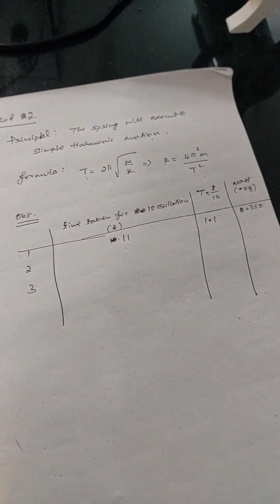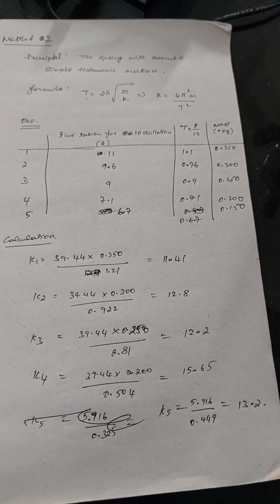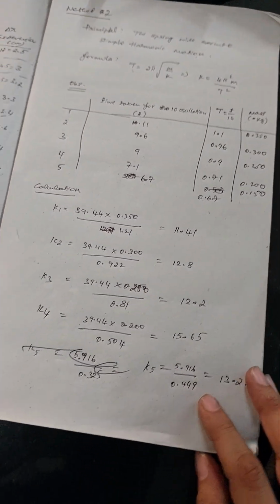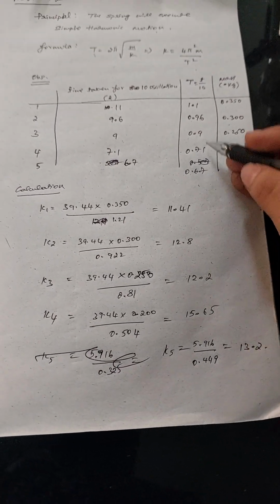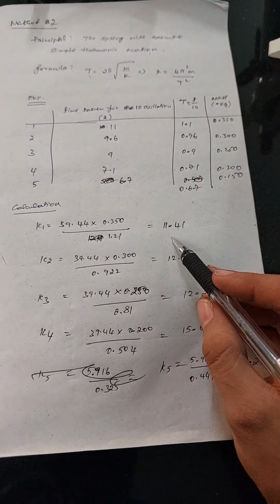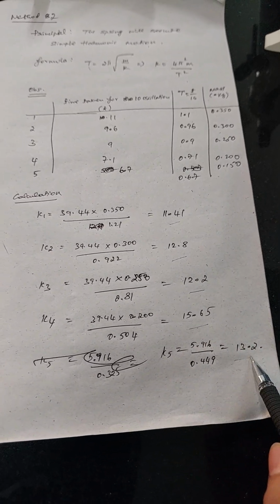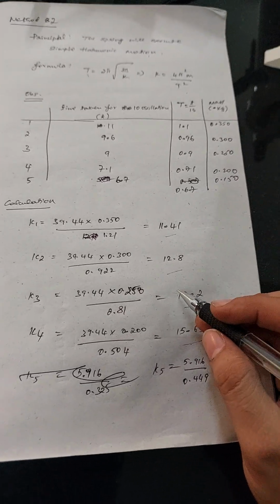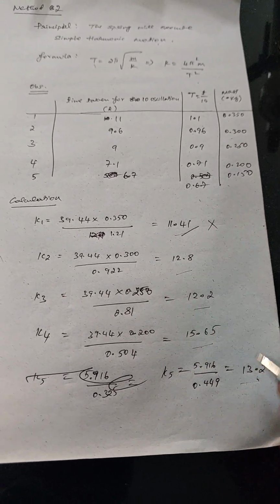Similarly we have to do this for at least 2 more masses. Now I have calculated for others also. I have taken more than 3 readings. Here are the calculations. Basically I have calculated T square and substituted in this formula. I got 11.41, 12.8, 12.2, 15.65 and 13.2. The reason I am taking more than 3 readings is that some of the readings are way off. For example 11.41 is way off, so I am not going to consider that.